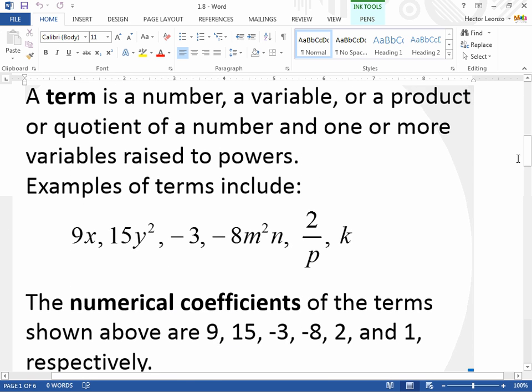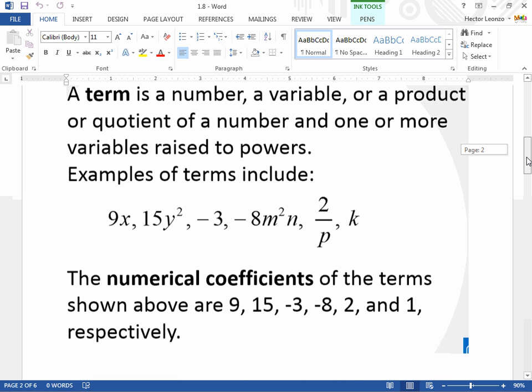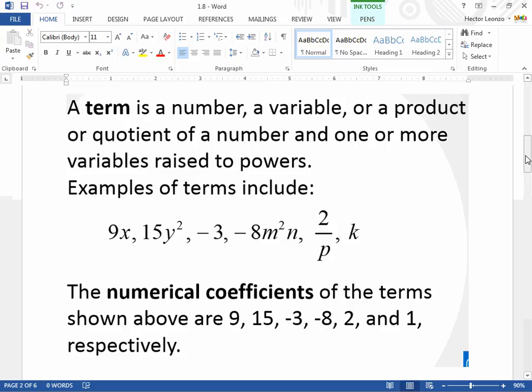One thing before we continue, let's talk about some vocabulary here. A term is a number, a variable, or a product or quotient of a number and one or more variables raised to powers. Examples of terms include 9x, 15y squared, negative 3, negative 8m squared n, 2 over p, and k. All these are examples of terms. Notice how I don't have pluses or minuses in there. I have negative signs, but once again, I do not have any plus or minus between them.